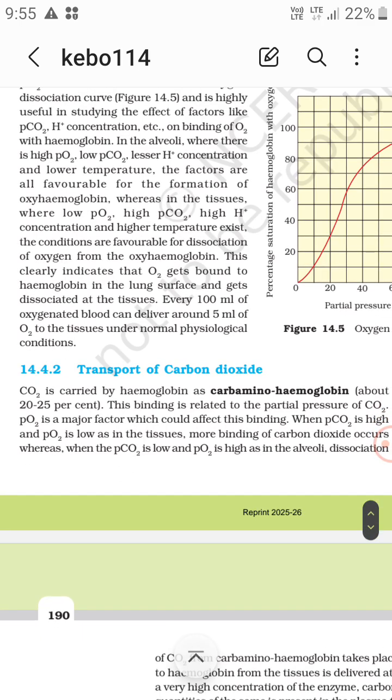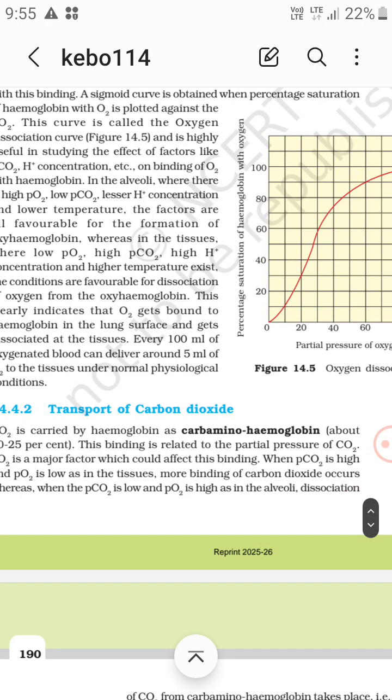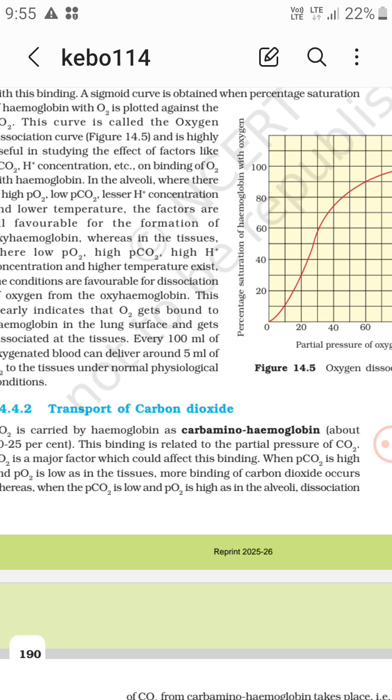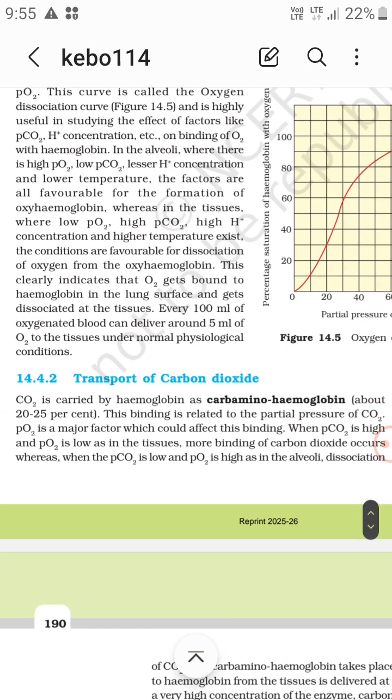This clearly indicates that the graph shifts toward the right when it is dissociation, and when it is association, the graph shifts to the left. This clearly indicates that O2 gets bound to hemoglobin at the lung surface and gets dissociated at the tissues.